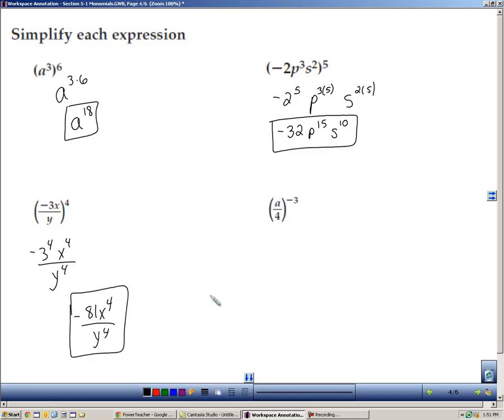Last one has a negative exponent. One thing you can do to make that positive is to take everything on the top and move it down, and on the bottom and move it up. Another way to say that is to flip the fraction or use the reciprocal. And then we can make it a positive third power, which we can then distribute and make it 4 to the third over a to the third. 4 to the third is 64 over a to the third.